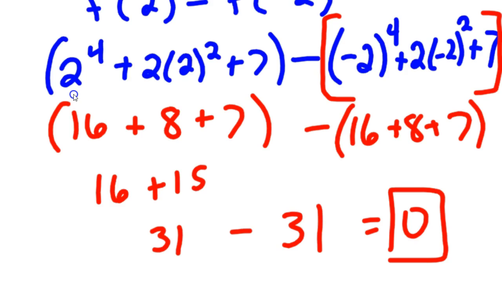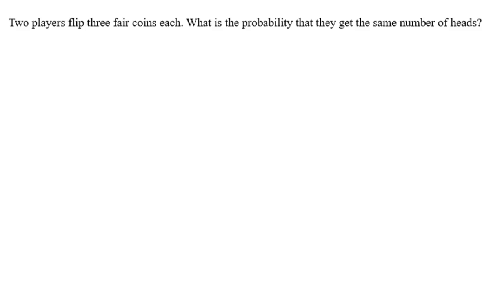Problem 2 here is a little bit more challenging. So 2 players flip 3 fair coins each. What is the probability that they get the same number of heads? Okay, this one, I love this problem because I think of it like the dice problem. But the first thing you've got to think about is, if one person flips 3 coins, how many possibilities are there?